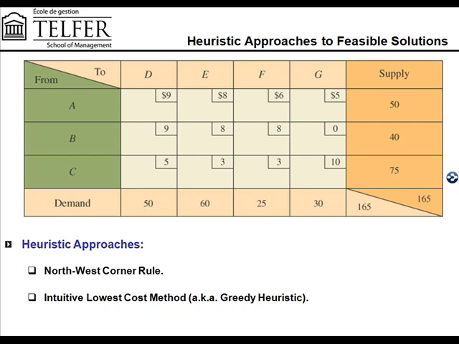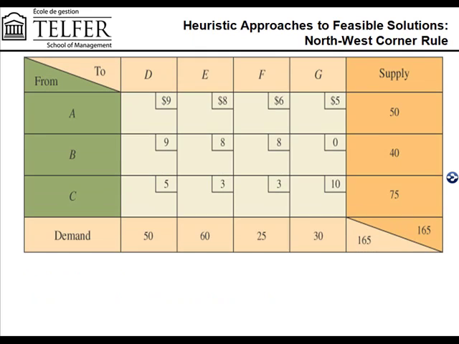There are other manual procedures that you can use, and some of these are very, very simple to use. 2 which I am going to demonstrate to you are the northwest corner rule and the intuitive lowest cost method, which is also sometimes referred to as the greedy heuristic, because you're trying to be greedy and save as much as possible. So let's look at those two heuristic approaches first.